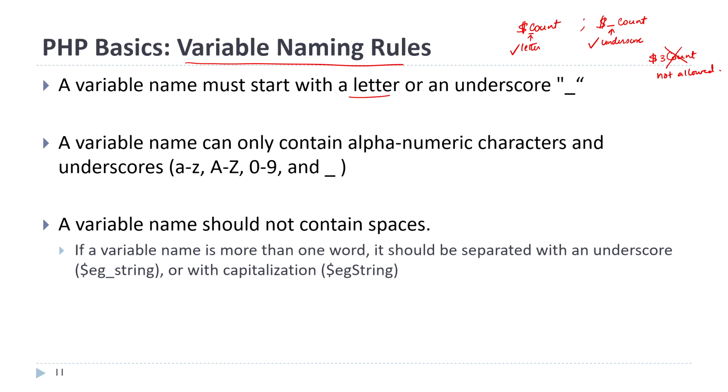And then a variable name can only contain alphanumeric characters and underscores, and not in the first position, but you can use numerals also. So, I can create a variable like $count, or I can create another variable $Count, this is lowercase, this is uppercase, both are okay. I can create a variable called $person_3, that's doable.